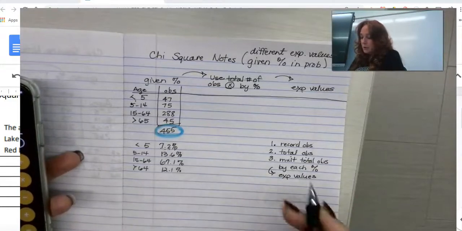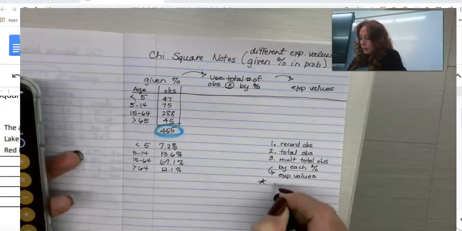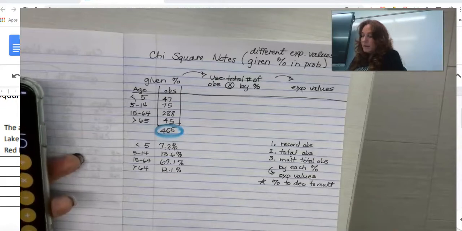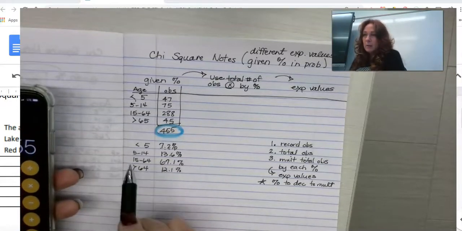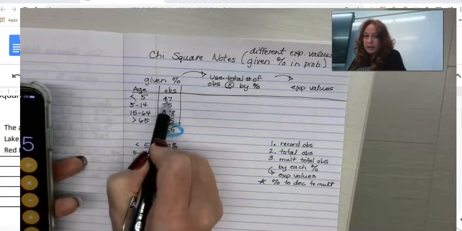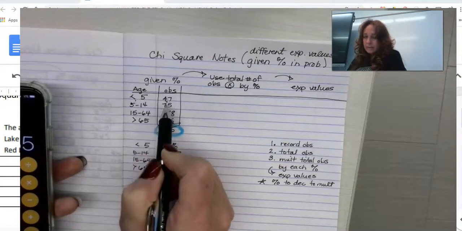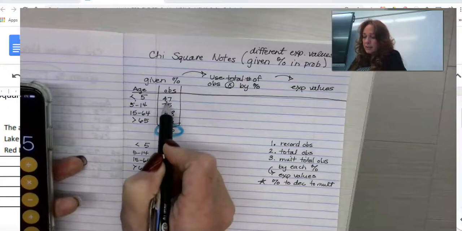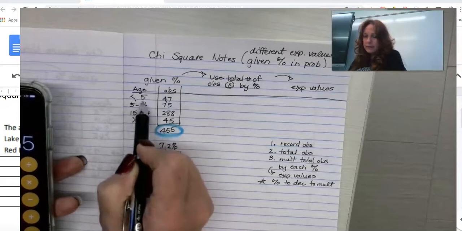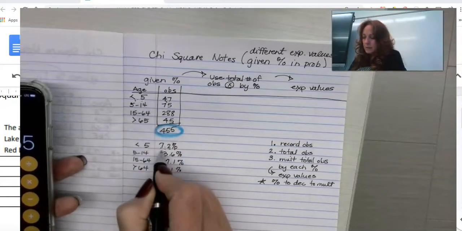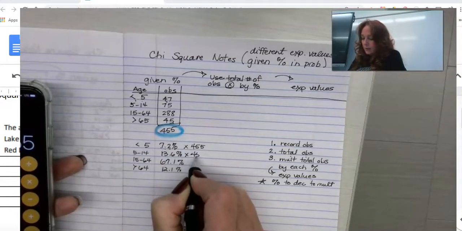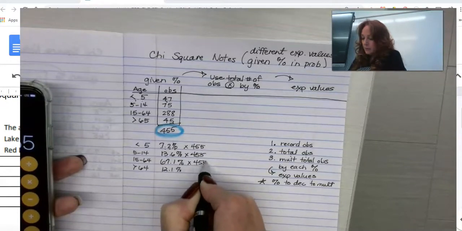So 7.2%, you just have to remember that you're going to convert your percent to a decimal to multiply. The other thing that people do, and it's very common, I see it all the time, they'll take the 7.2% and they'll multiply it by this observed value up here. I'm not wanting 7.2% of the less than 5 to know what this whole group would be that are less than 5 years old. That doesn't even make sense. So it's going to be 7.2% times 455, and every one of these are going to be times 455.